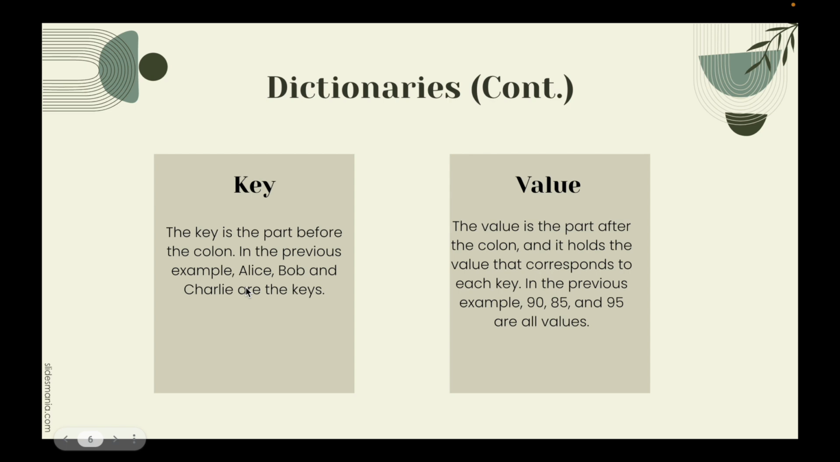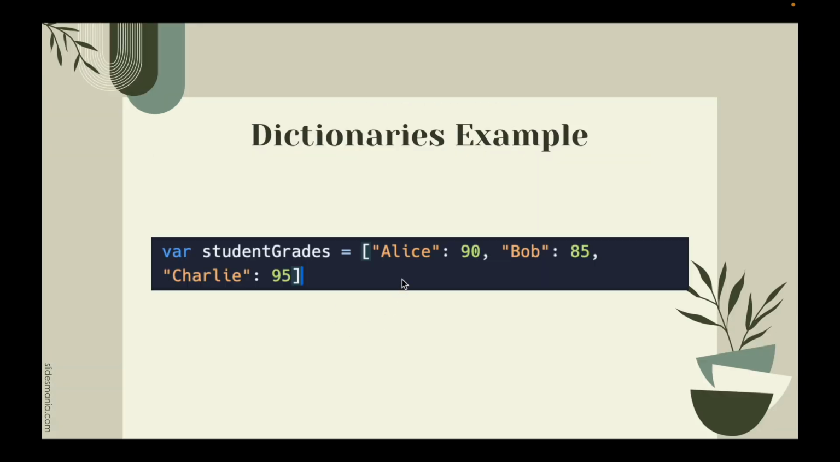And so whenever we talk about dictionaries, we always have a key and a value. The key is the part before the colon. So in the previous example, Alice, Bob, and Charlie are the keys. And then the value is the part after the colon, and it holds the value that corresponds to each key. In the previous example, 90, 85, and 95 are all values. So these are keys, and then the corresponding numbers would be the values.